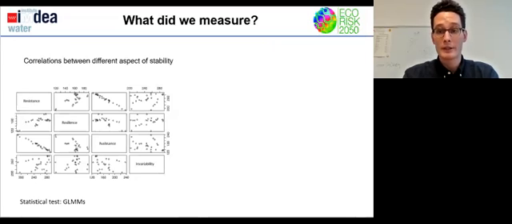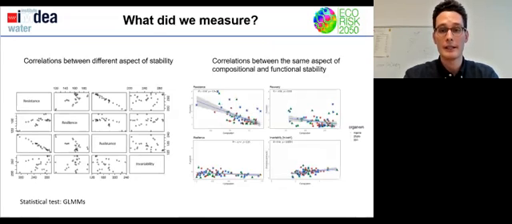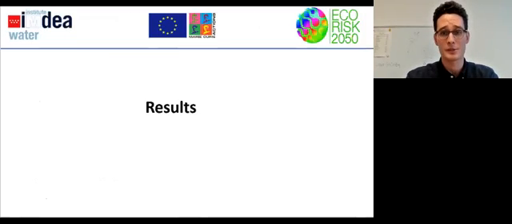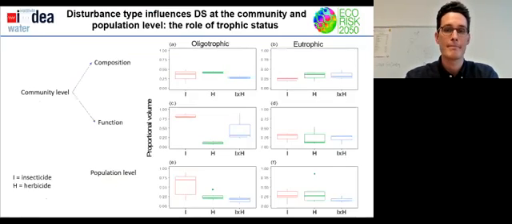Then we also tested whether disturbance can modify the correlation between functional and compositional aspects of stability. And to do that, we calculated the pairwise correlation coefficient between the same aspect of stability for function and composition. And also in this case, we used generalized linear mixed models to test for significant effects of the treatment. Let's move to the results of the study.